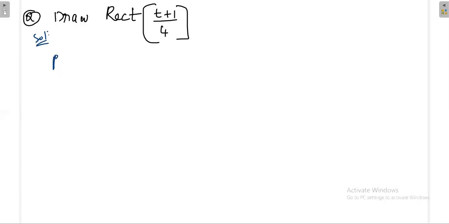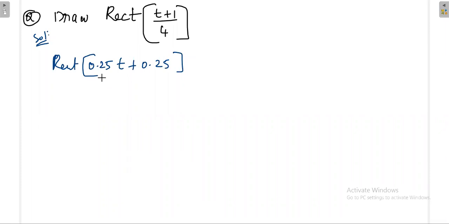Rectangle. Again, this 4 is common to both t and 1, so this is 0.25 t plus 0.25, like this you can write. So whenever the rectangular signal is given, again we can write like this.